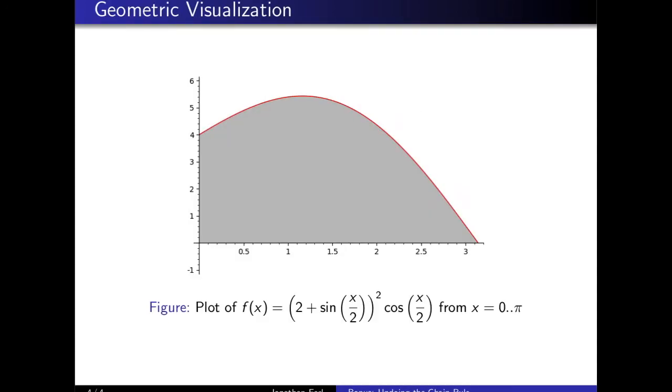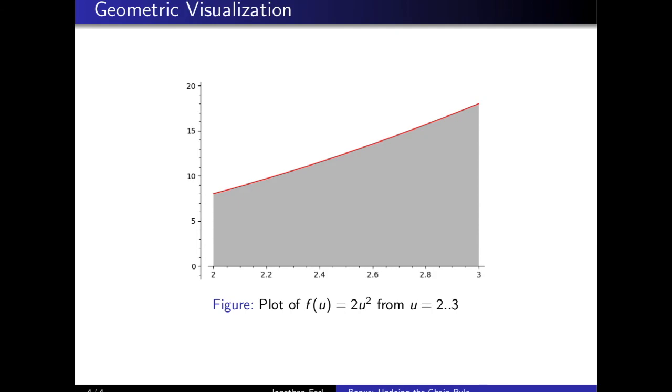Okay, so pictorially what we've done is we've taken this gray region, which is the function 2 plus sine of x over 2, all squared, times cosine of x over 2, between 0 and pi, and we're going to transition this into u space. So the bottom axis is in x space, and the y-axis is f of x, giving us the corresponding f of x values. We're going to transition this into u and f of u space. And when we do that, we just get this nice parabola, which is much easier to find the area of.